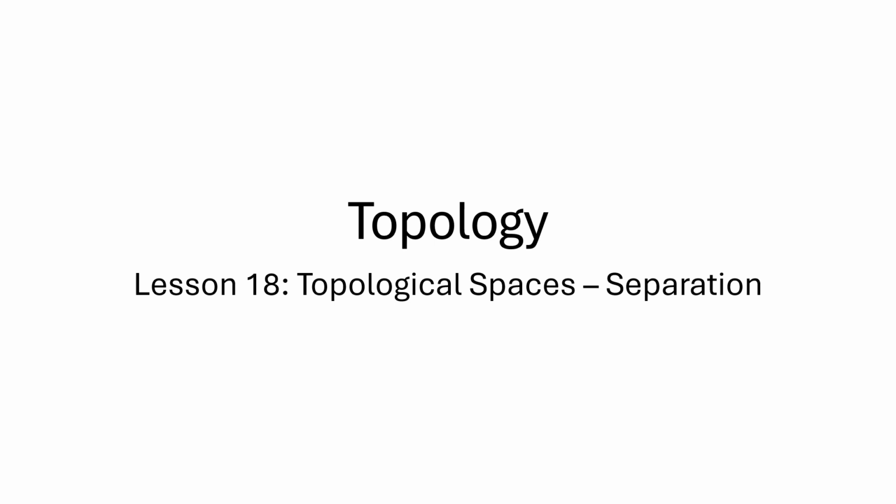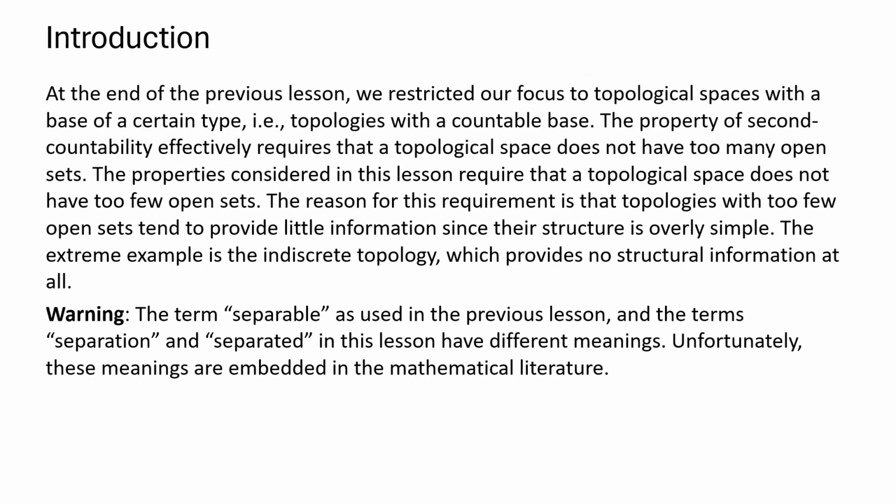In this lesson, we're going to talk about various separation axioms related to topological spaces. At the end of the previous lesson, recall that we restricted our focus to topological spaces with a certain type of base, i.e. topologies with a countable base. The property of second countability, in other words, having a countable base, effectively requires that a topological space does not have too many open sets.